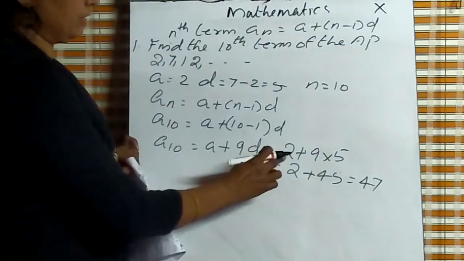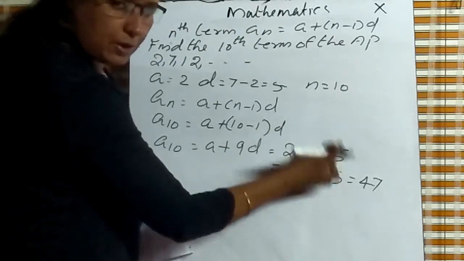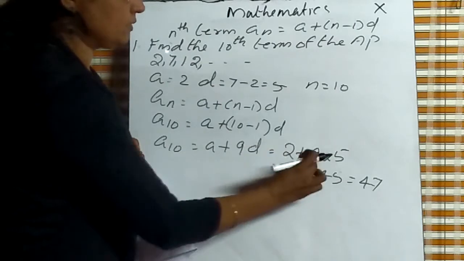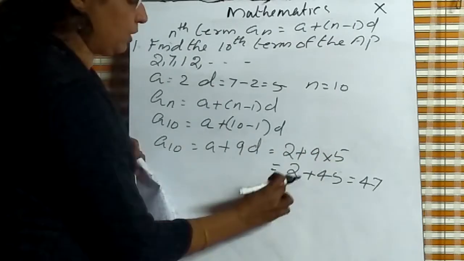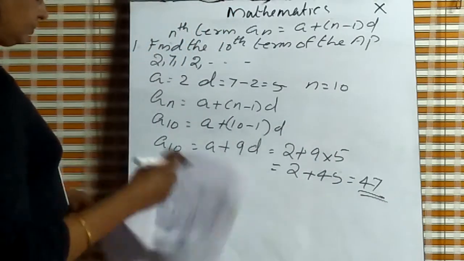Listen here, the multiplication: 9 into 5 plus 2, or 2 plus 9 into 5. 9 into 5 is 45. 2 plus 45 is equal to 47.